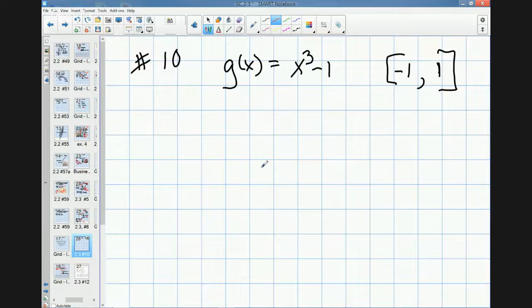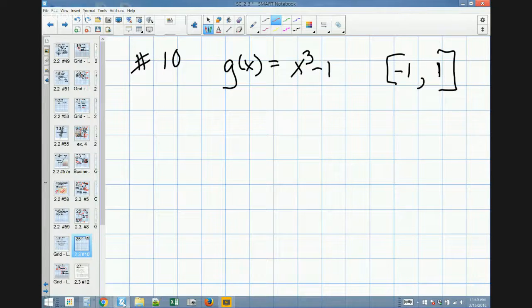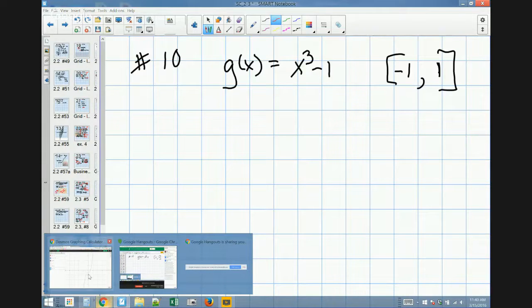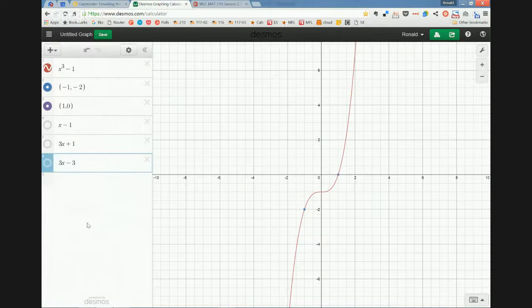Okay, so I'm going to use Desmos to do this. So here's Desmos. And first of all, here's a graph of x cubed minus 1. If it was just x cubed, it would go through the origin, but because it's minus 1, it's shoved down 1. And then I highlighted the interval from -1 to 1. So I found these 2 points, this one right here, -1, -2, and this one right here. Those are the ends of the interval that they asked us to examine.